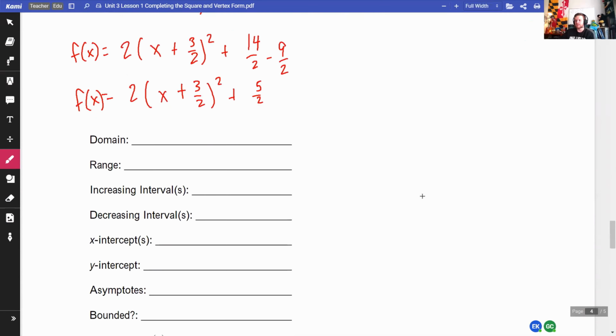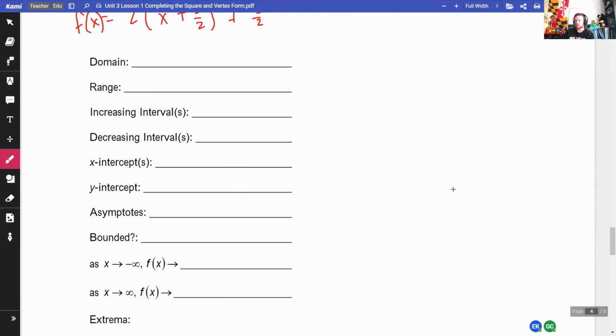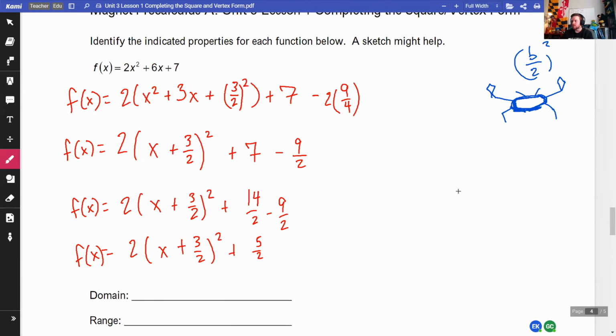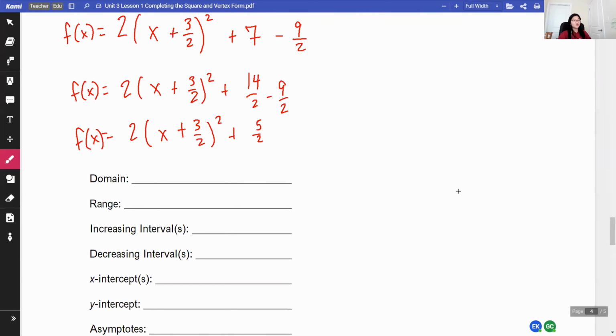All right, I think we can do this. I think we can get this domain all the way down to extrema without graphing it. I believe the question prompts, but it says a sketch might help. Can we do a sketch? Yeah, we can do a sketch. Can I do it on the side?